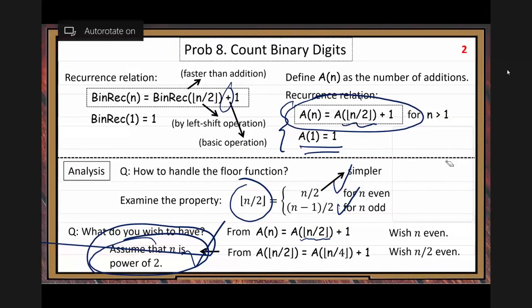So we assume n is a power of 2, because that special case would give us the simplest situation to handle the recurrence relation. Why simplest? Because we can remove all the floor functions from all equations. All gone. No floor functions. The simplest.